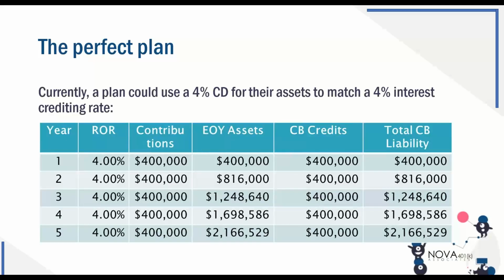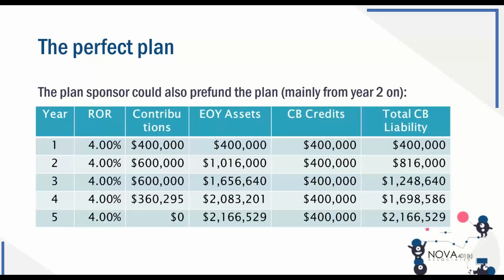This is just a good example of investing in 4% CDs, which could certainly be done if you have a very risk-averse client. I'm not going to spend a lot of time on that. And this slide is to show you that you could pre-fund the plan once you're in your second year. Your contributions could be higher.